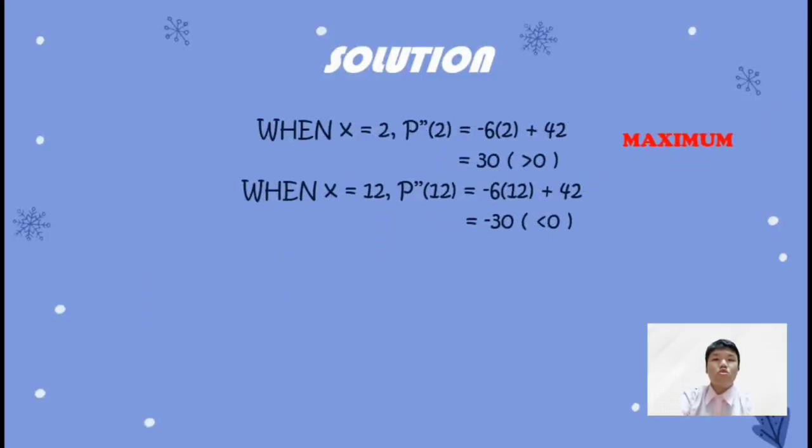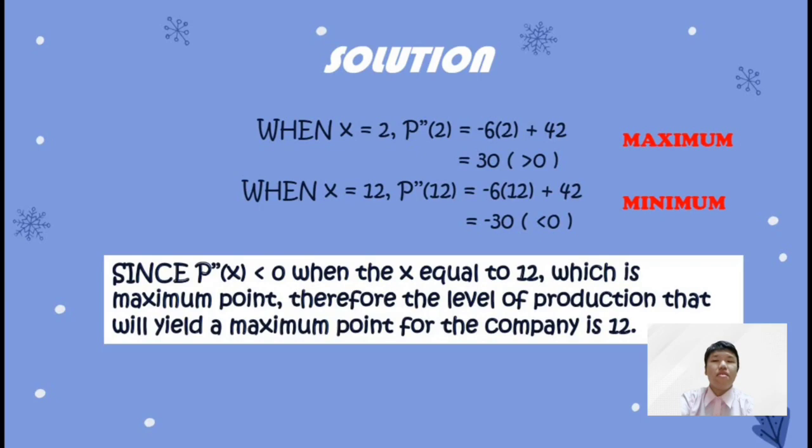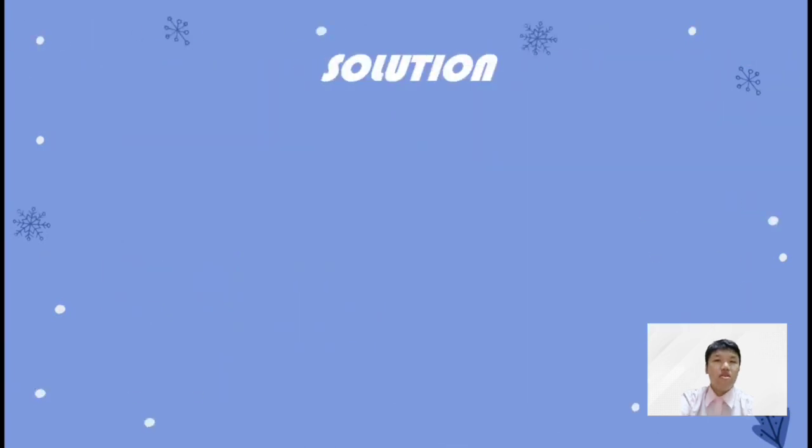When the level of production equals 2, the second derivative is positive 30, which is greater than 0, and therefore it is the minimum level. Whereas when the level of production is equal to 12, the second derivative is negative 30, which is less than 0, and therefore it is a maximum point. Since the second derivative of P(x) is less than 0 when x equals 12, which is the maximum point, the level that will give a maximum profit for the company is 12.